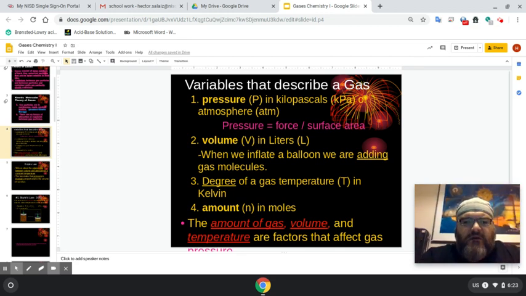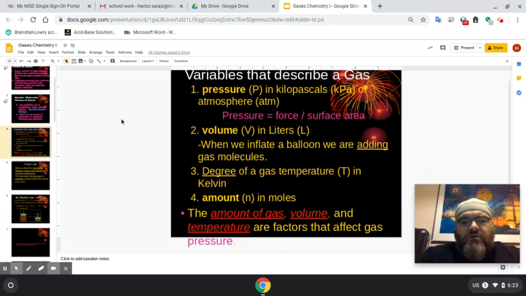Another variable is going to be the amount of moles inside the canister. So the amount of gas, volume, and temperature are factors that are going to affect the gas. Whenever we go through the lab, you'll see this. All right, let's go to the next slide here.